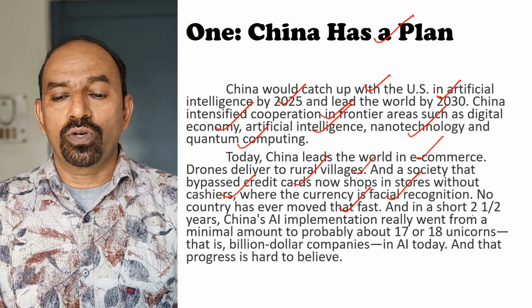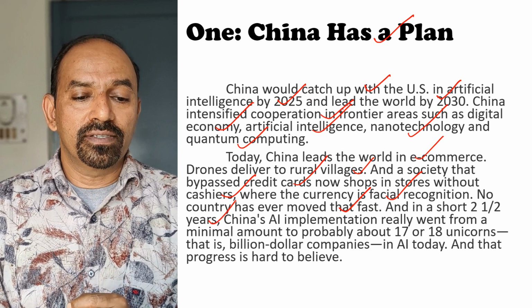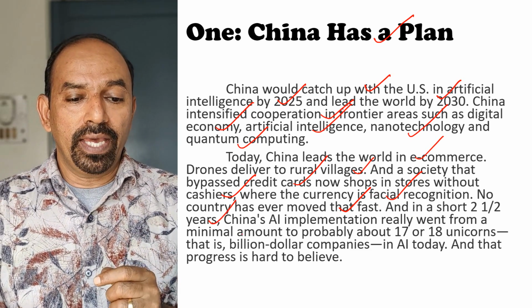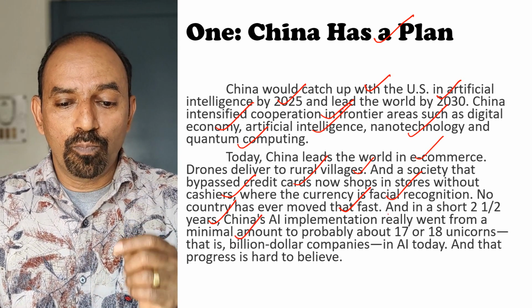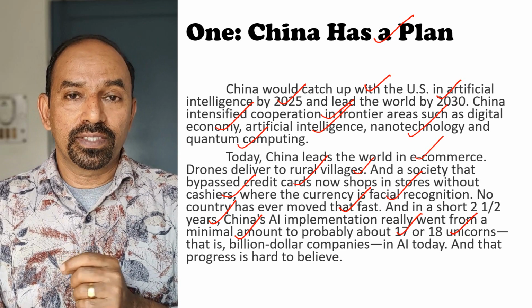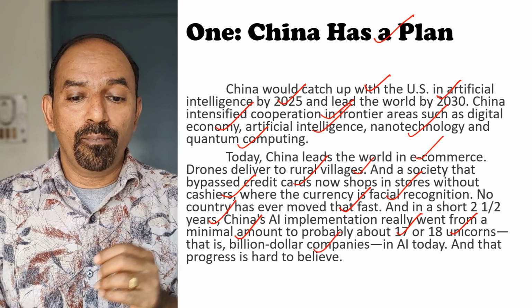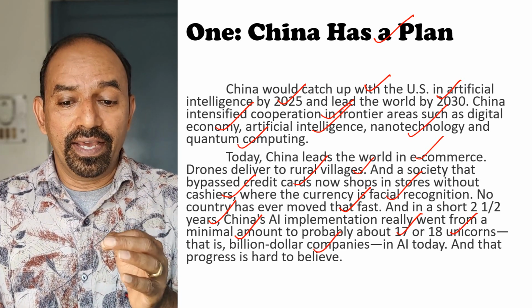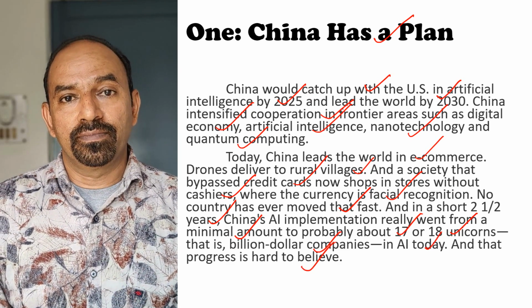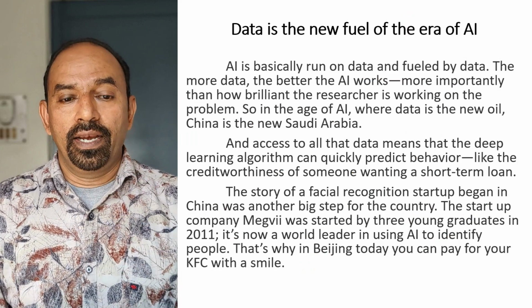And in a short 2.5 years, China's AI implementation really went from a minimal amount to probably around 17 or 18 unicorns, that is billion-dollar companies in AI today. And that progress is hard to believe. Look at the next page.